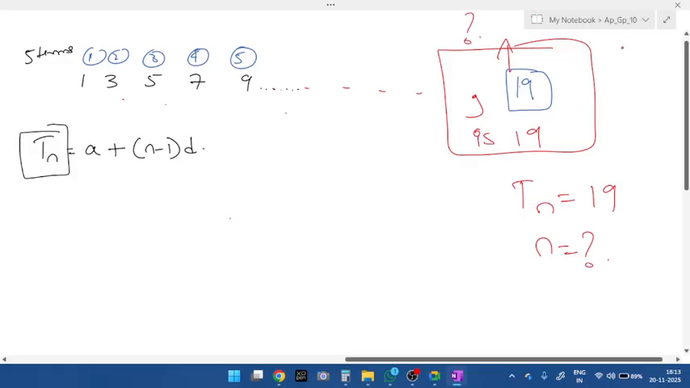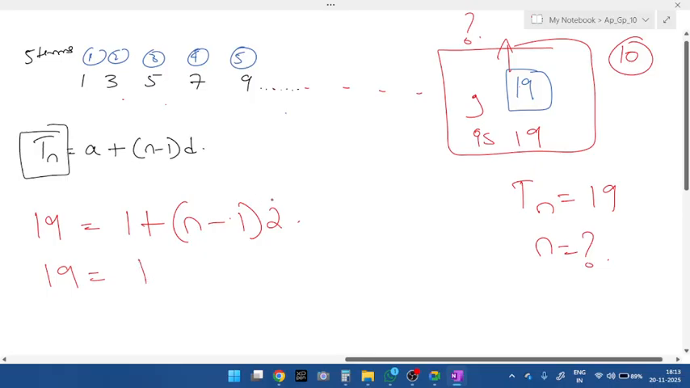We already know the answer 10, but let's check. Let's use the formula and check. We already know it's in the 10th position. So let's use the formula. What is T of n value, students? In place of T of n, what should I write? 19. 19, A value is 1 plus n minus 1 into 2. 19 is equals to 1.